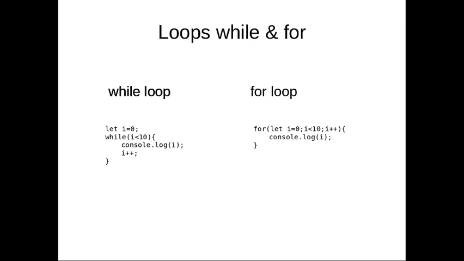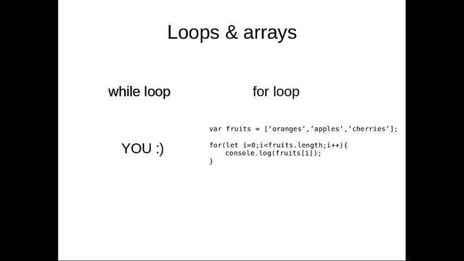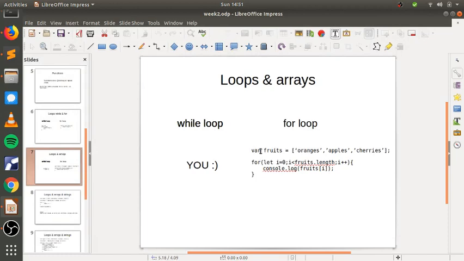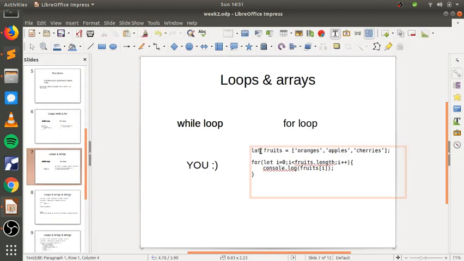So, everyone understood this? Nodding? So, let's look at this one. This is the for loop. Oh, this is disgusting. Let, right?